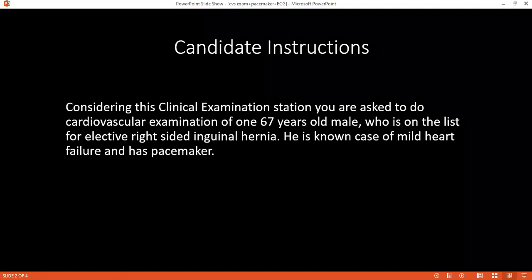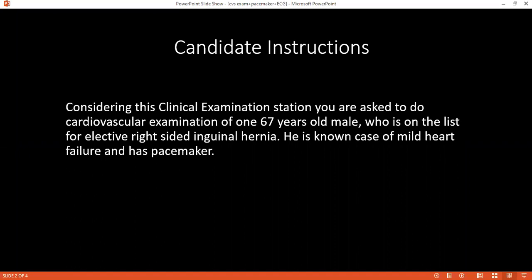I will enter the room. Hello, I'm Dr. Muhammad, I'm the surgical doctor. Today I have been asked to examine your heart. Also, I would like to examine your hands, legs, and neck. Are you okay with that? Yes. Thank you. May I confirm your name and age, please? I'm Tom, 67 years old. Okay, nice to meet you.